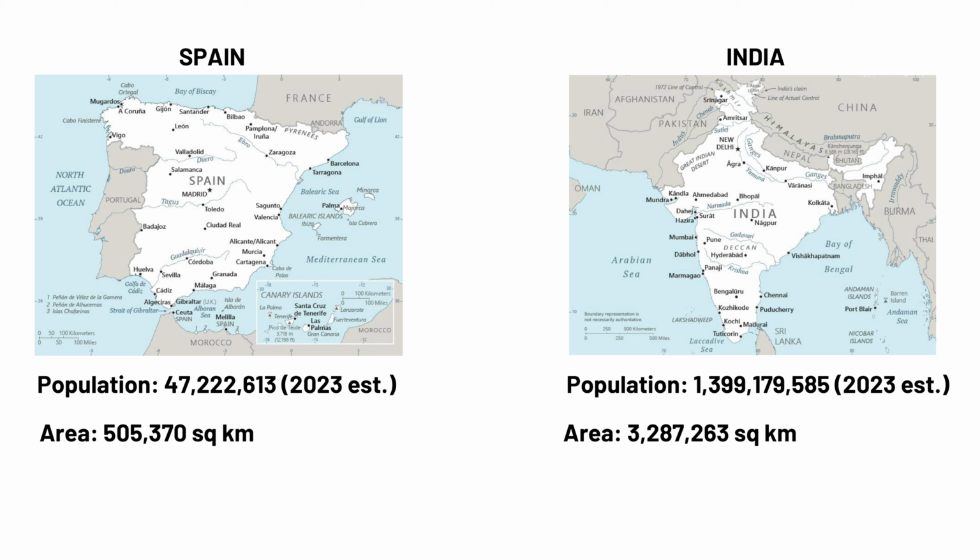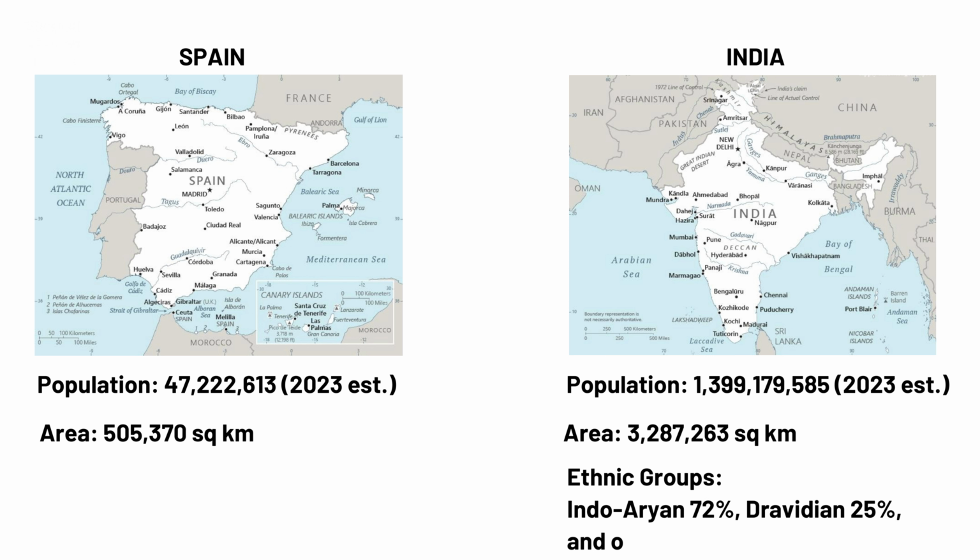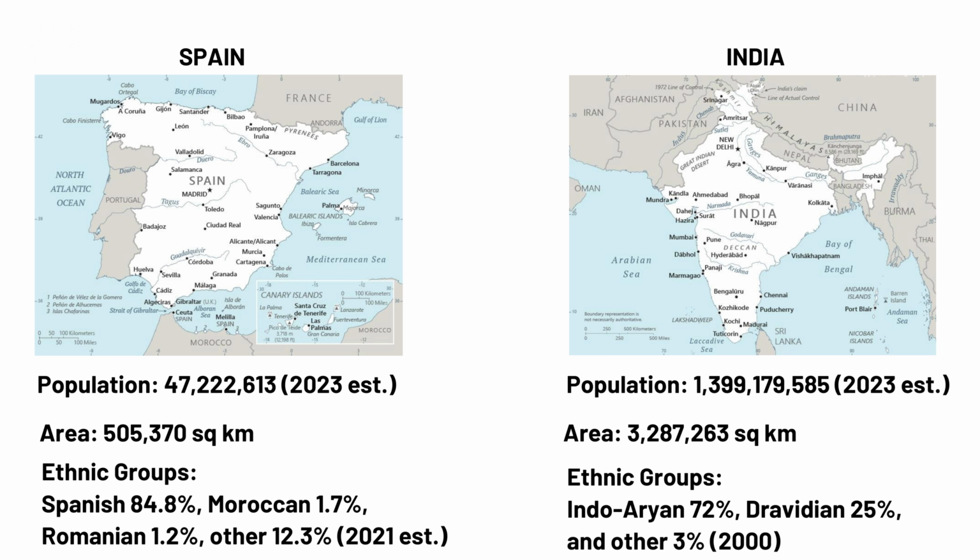Both countries have different ethnic groups. Now if you look at India on the right hand side, you can see that it is populated by Indo-Aryan people, and 72% of India's population belong to Indo-Aryan, 25% belong to Dravidian, and the remaining 3% belong to other ethnic groups. If you look at Spain, then 84.8% belong to Spanish people. Then Spain also has a Romanian population and a Moroccan population.